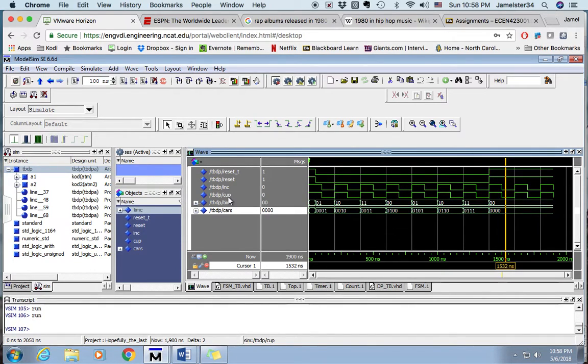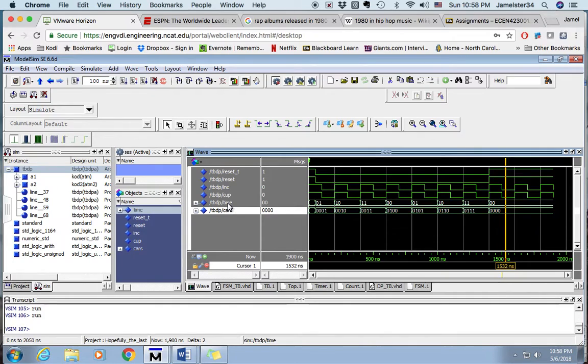So again, I'll clear it up really quickly. Again, this reset signal is for the timer. This one is for the counter for cars. This increment signal is for the timer. This increment signal is for the counter of cars. And then you have your time output as well as your car output.